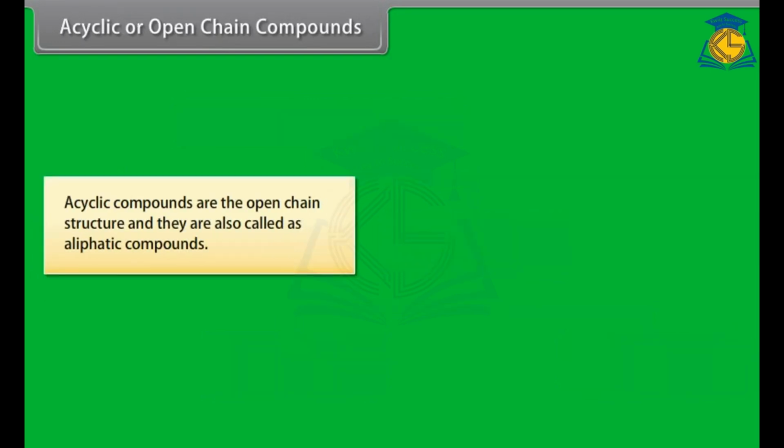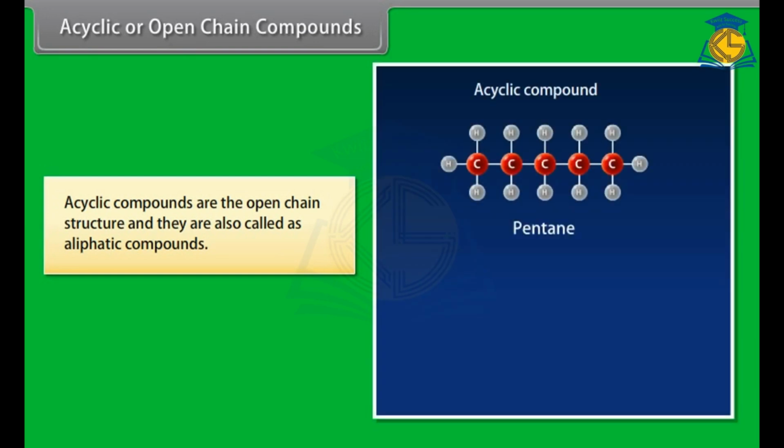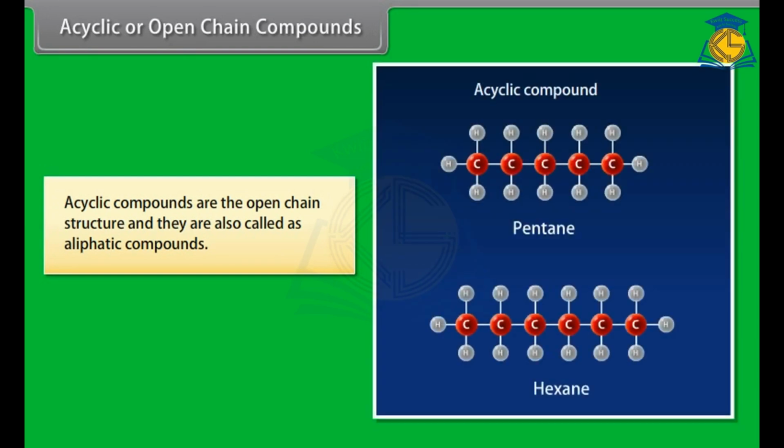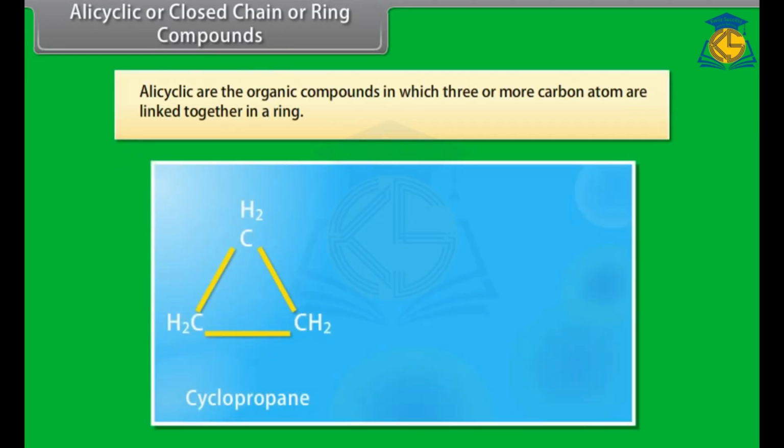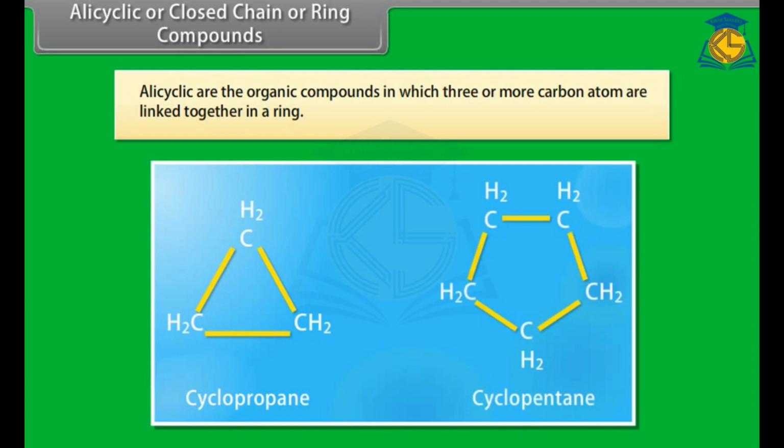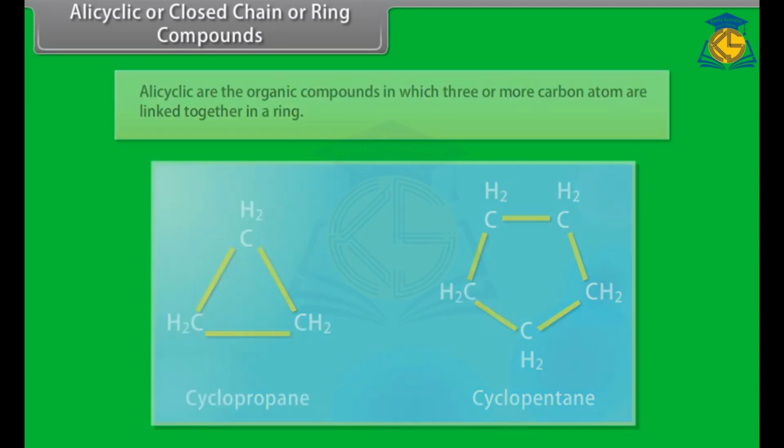Acyclic or open chain compounds. Acyclic compounds are the open chain structures, and they are also called aliphatic compounds. Alicyclic or closed chain or ring compounds. Alicyclic are the organic compounds in which three or more carbon atoms are linked together in a ring. Aromatic compounds.